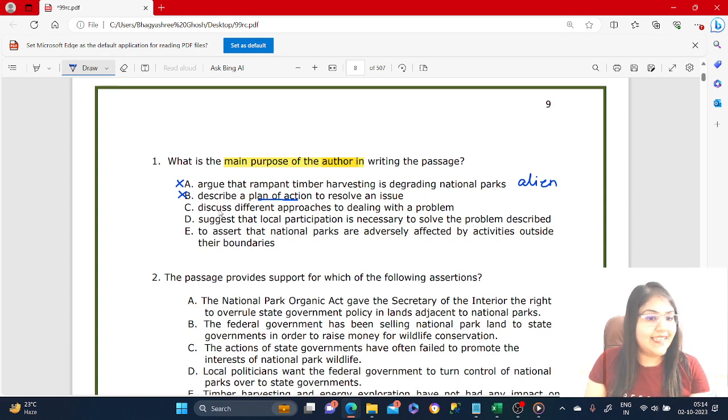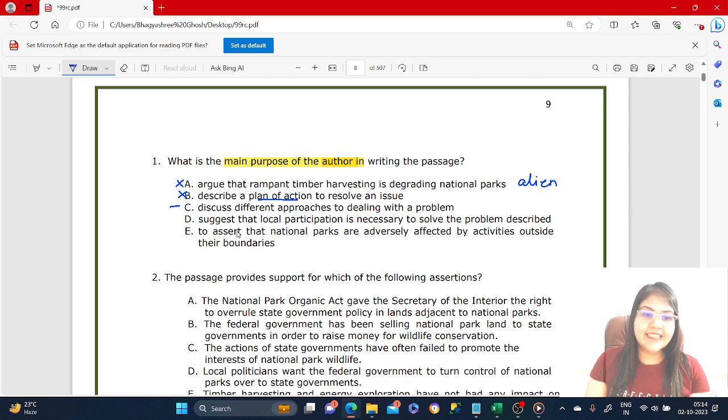C. C says the author discusses different approaches to deal with the problem. I think this is very accurate. This is exactly what we were just discussing and looking at. This can be the answer. Should I mark it? No. Put it on hold. Maybe D and E have a better option. And then we say D and E are better than that. So let us see the other options, then we will decide.